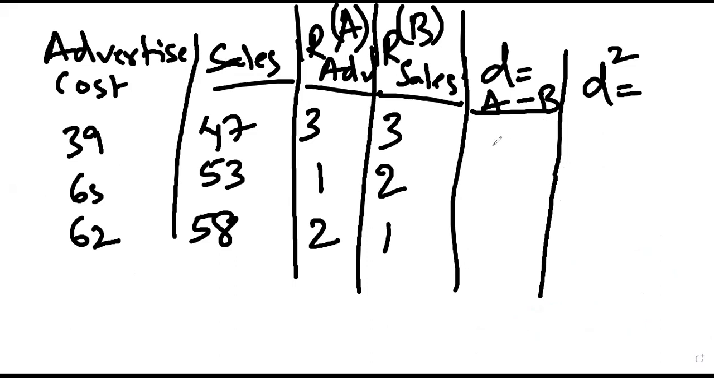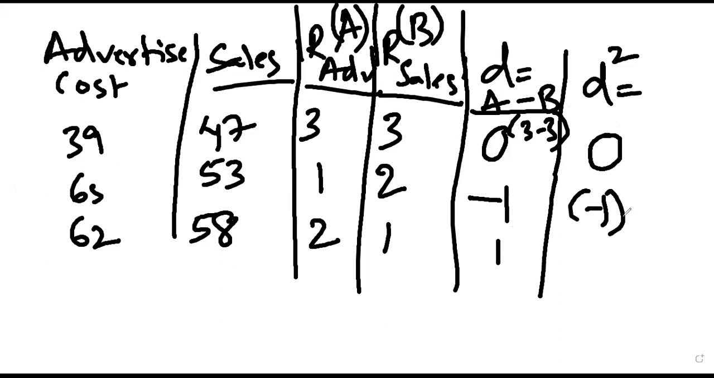What is the difference between the ranks here? First value is 0. Why? Because 3 minus 3. What is the next difference? Minus 1, that's 1. There is 0, minus 1 square.